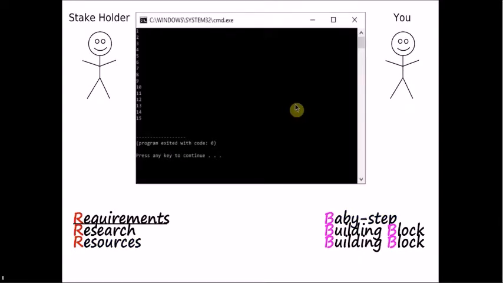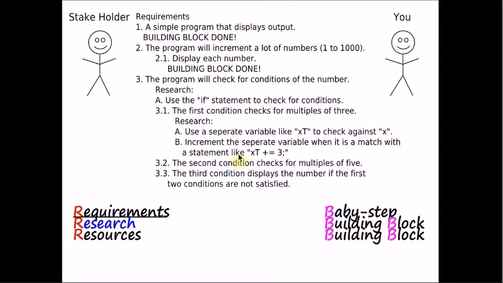And voila, you have a program that counts from 1 to 15 with each number on a different line, and this is a small scale test to make something that's exactly like the example that you verified with your stakeholder. Another building block done. Alright, on to the next thing. So now I continue my research, and I need to check for a condition where the incrementing value of x is equal to a multiple of 3.